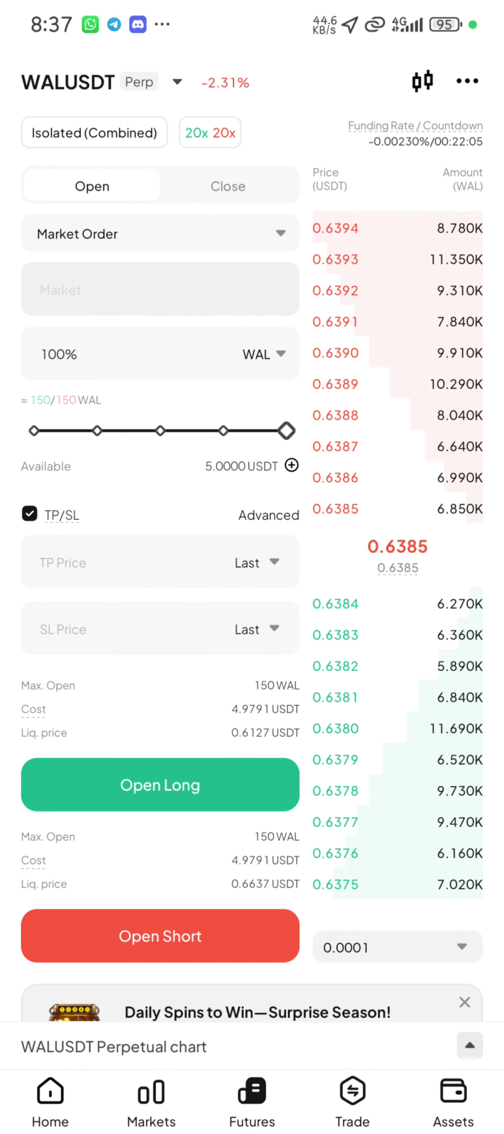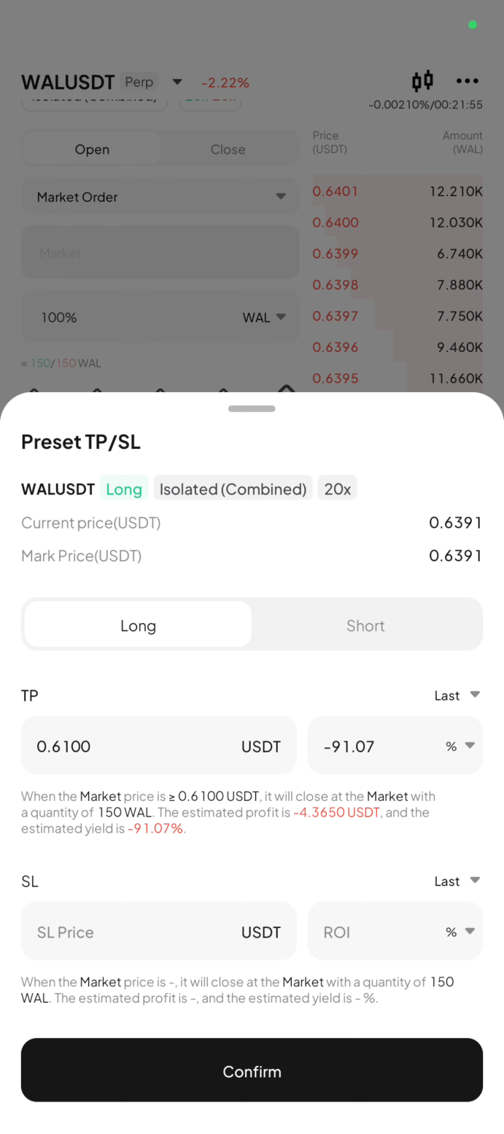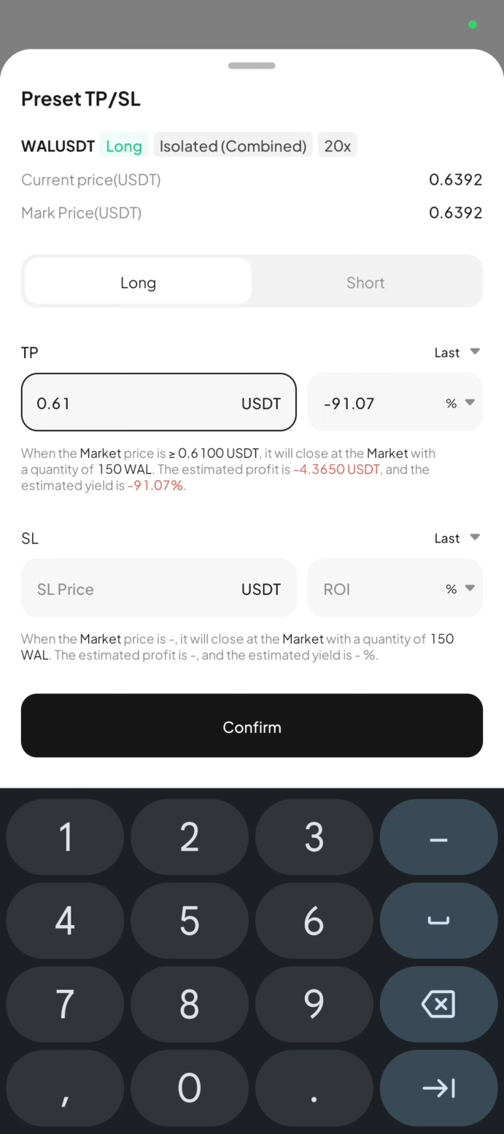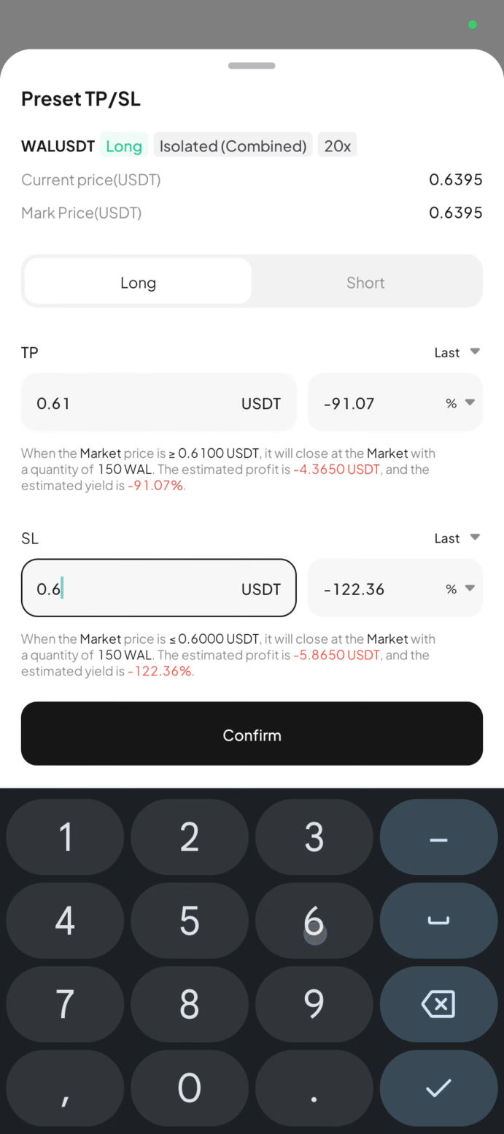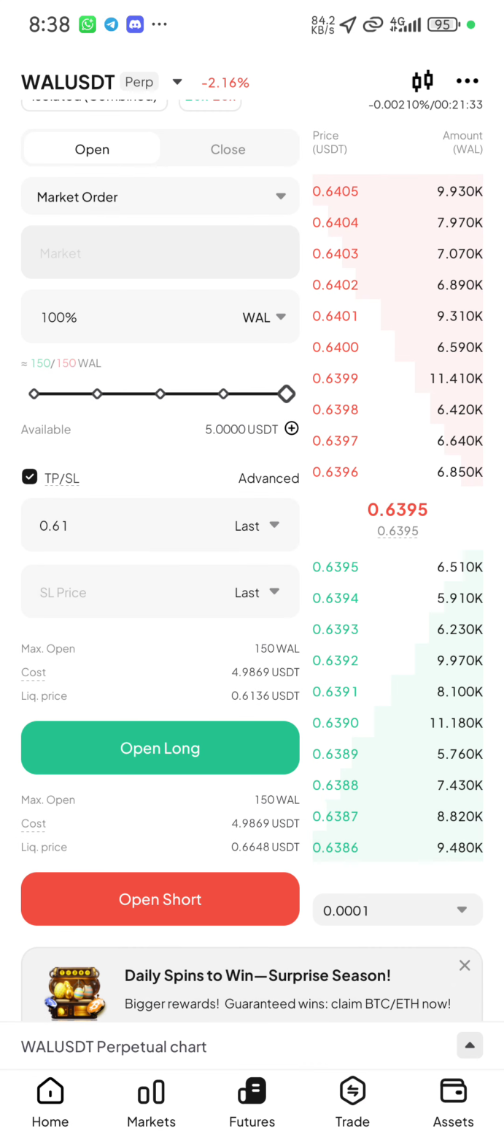Basically what I do is put the last take profit as the price, 0.61. Or if you want to see the value it will give you, you click on this advance option close to the take profit. So I put the take profit at 0.61. Why is it showing a loss? Oh, sorry, it was showing long. I want to short it. That's another thing I did not talk about. Sorry about that, you are supposed to short.